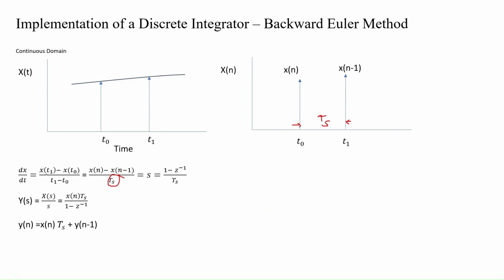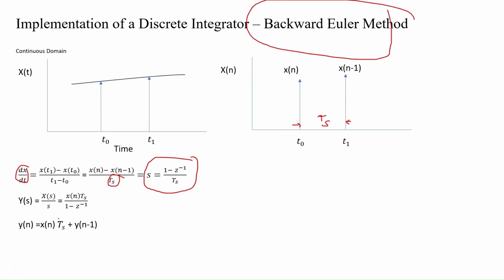So now if you try to see this dx by dt, we know that in the continuous domain it's S. So S can be replaced with 1 minus z minus 1 divided by TS. This is the popular method called the backward Euler method. We know the previous sample, and that is the reason why we call it the backward Euler method.